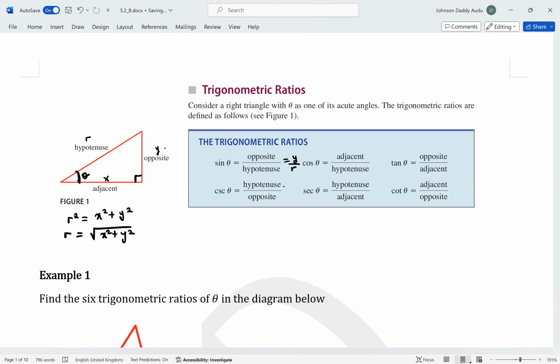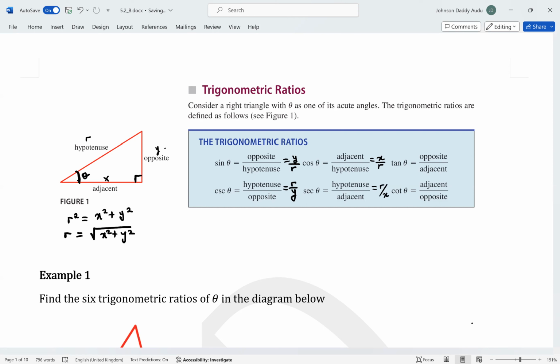So what is cosec theta? Cosec theta is just the reverse, which will just be r over y. And then cos theta is adjacent over hypotenuse. So what is the adjacent? As you can see, the adjacent is x, and hypotenuse is still r. Then the reciprocal of cos theta is sec theta, which is nothing but r over x.